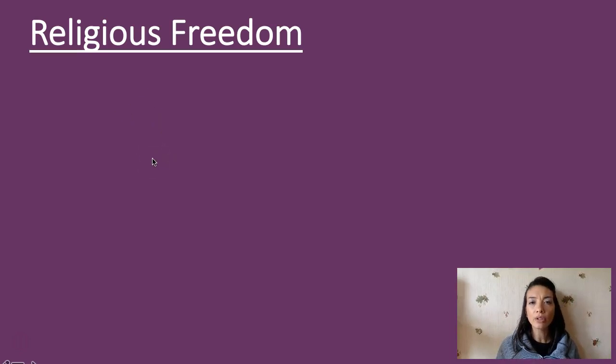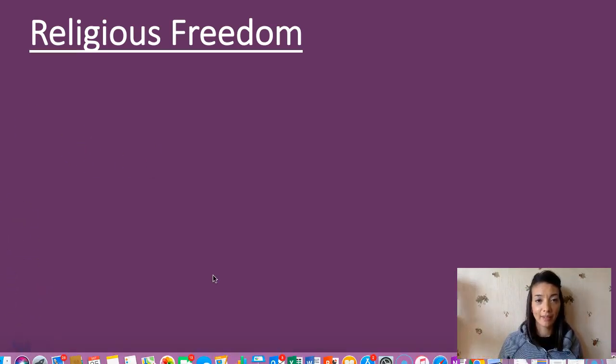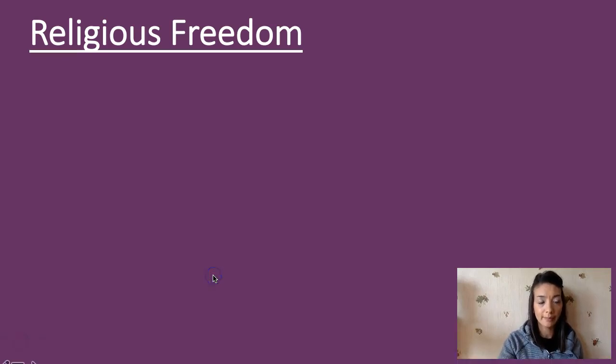Now, we are going to discuss 3 different ideas about why the colonists were coming to America. So the first slide was all about the background, what was happening in Europe at the time. This is one of the reasons, religious freedom. So, the first reason being religious freedom.